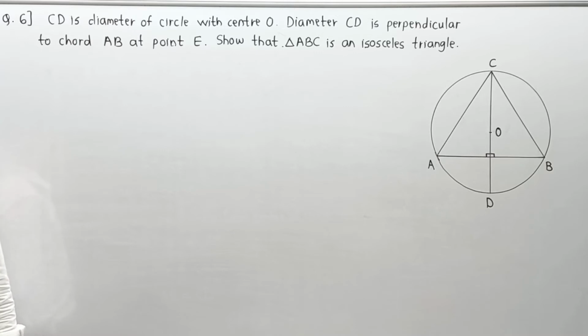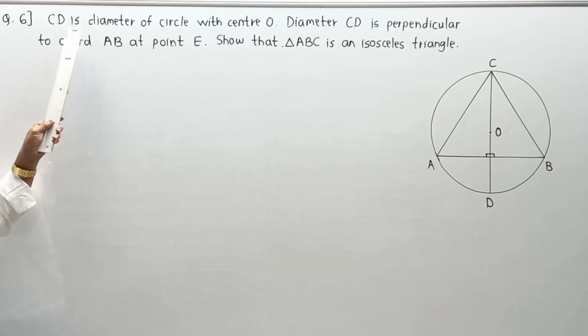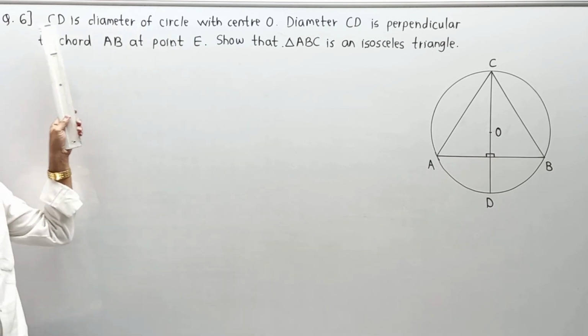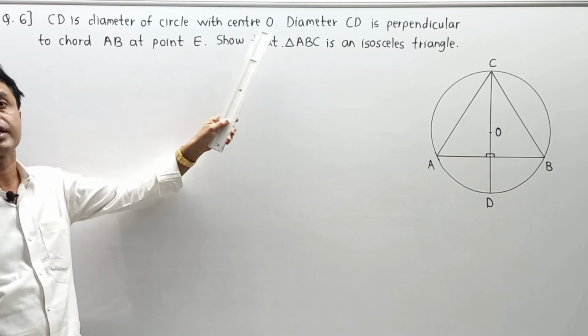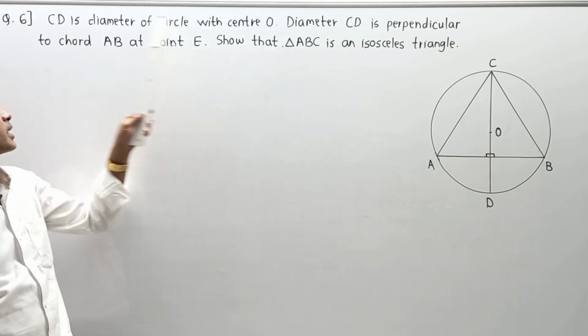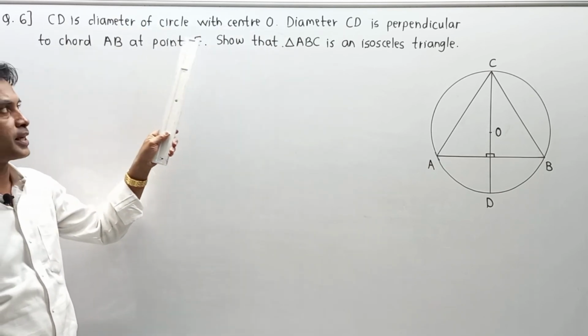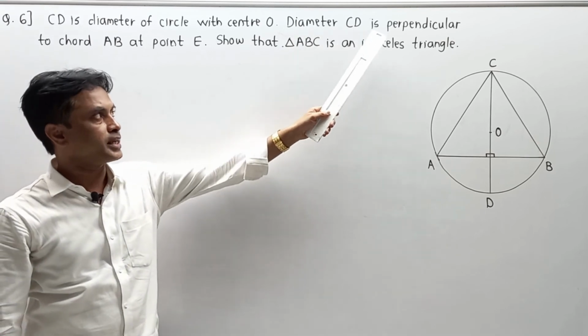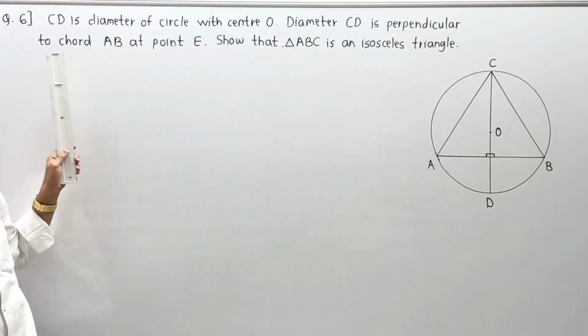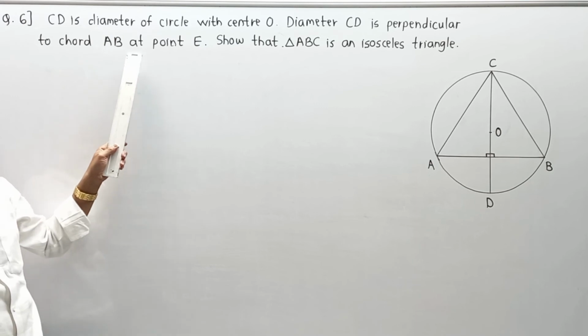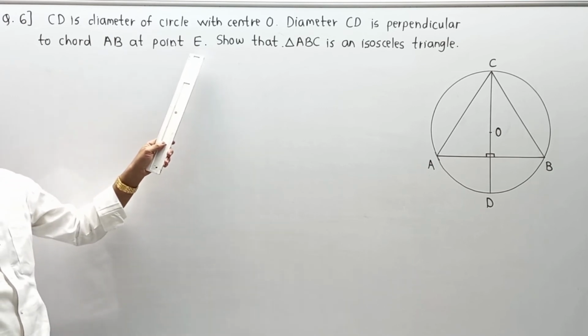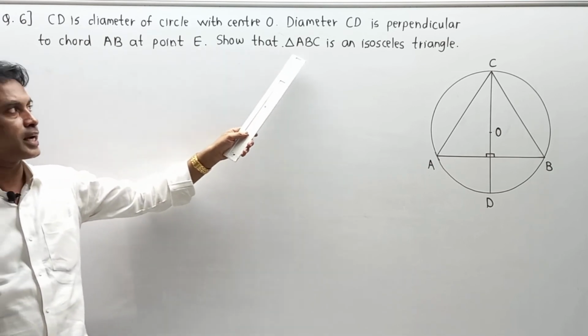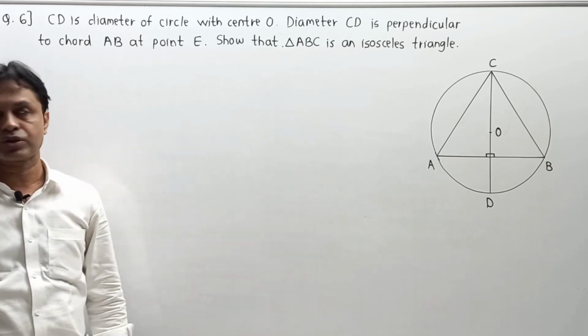Now moving to the last question of this chapter, question number 6, and the part is: CD is a diameter of a circle with center O. O is the center and CD is a diameter in the given diagram. Diameter CD is perpendicular to chord AB at point E. Show that triangle ABC is an isosceles triangle.